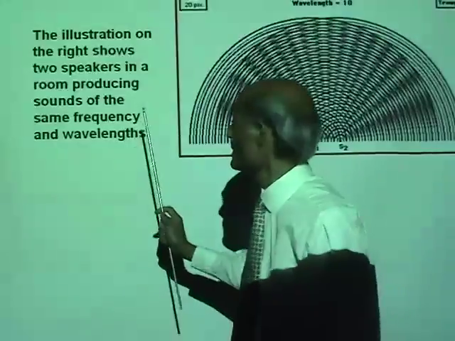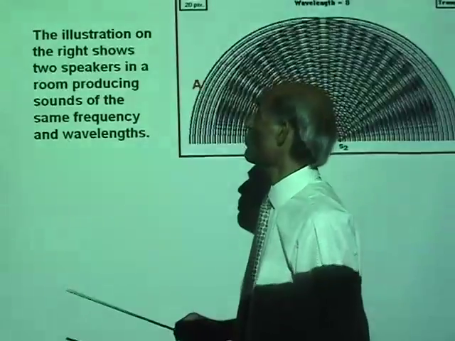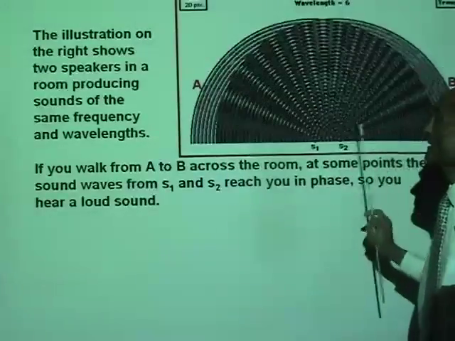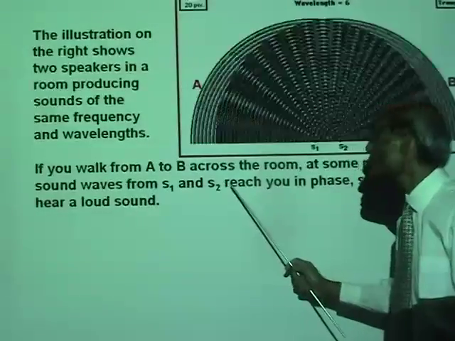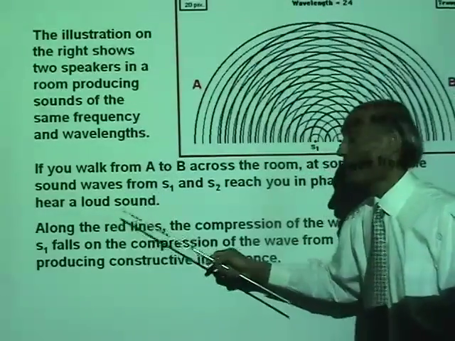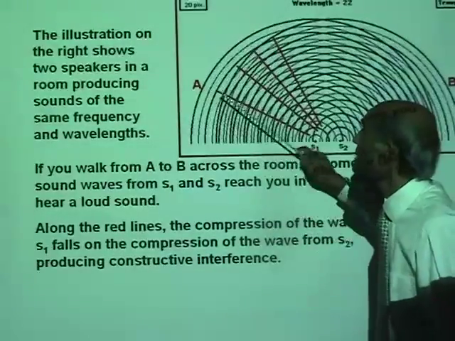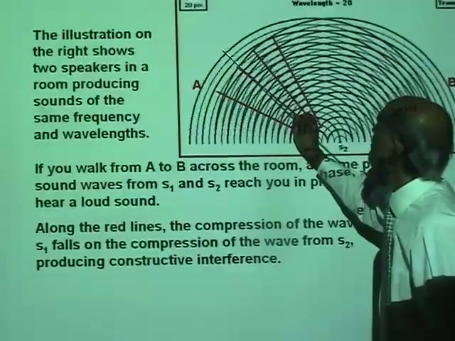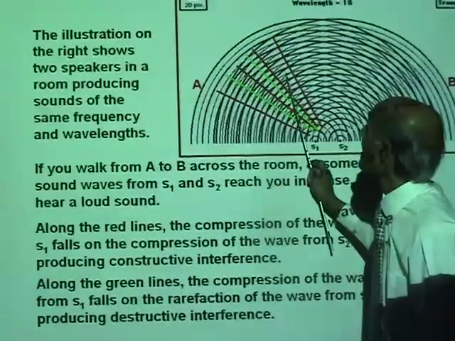You see, the experiment will work only if both speakers produce the same frequency and wavelength. Now, if you walk from A to B across the room, at some points sound waves from S1 and S2 will reach you in phase, where you will hear a loud sound. I have drawn some red lines, but that will keep changing. Sounds from S1 and S2 will meet in phase along those lines, and along the green lines, they are out of phase.